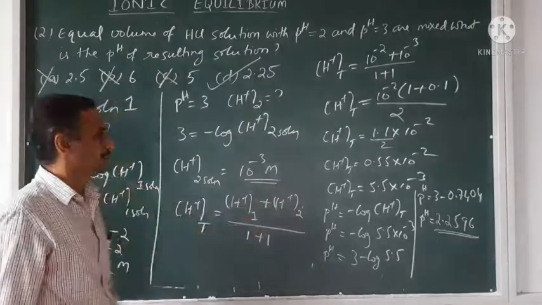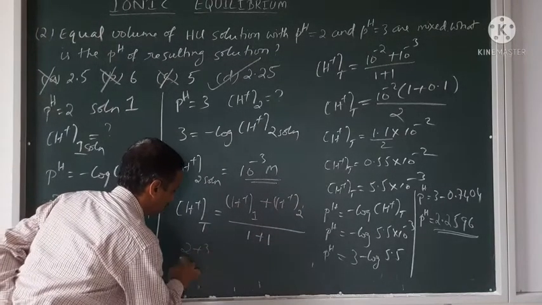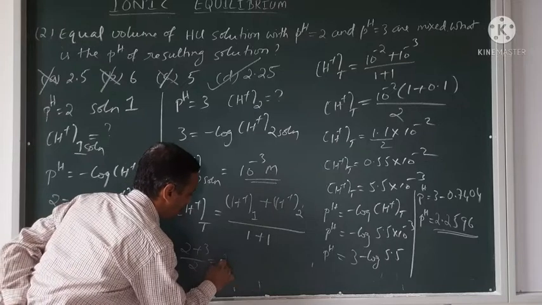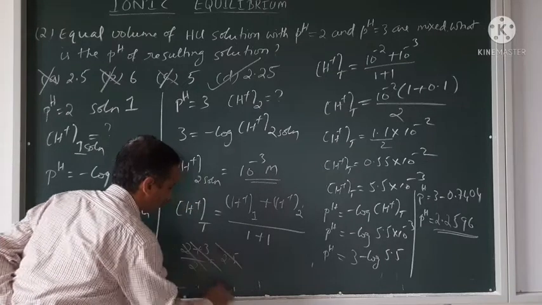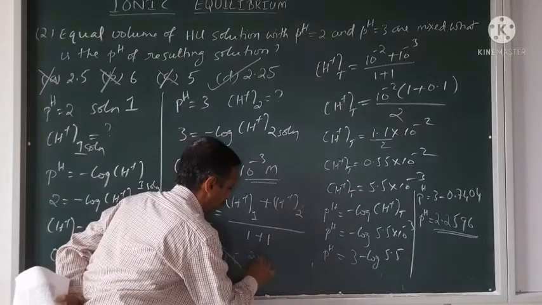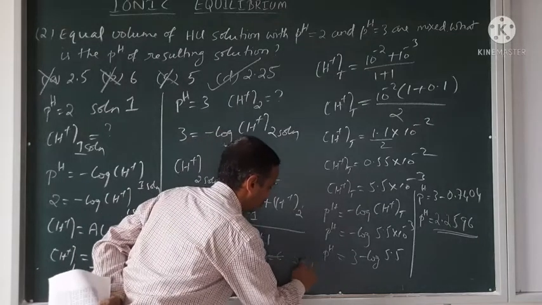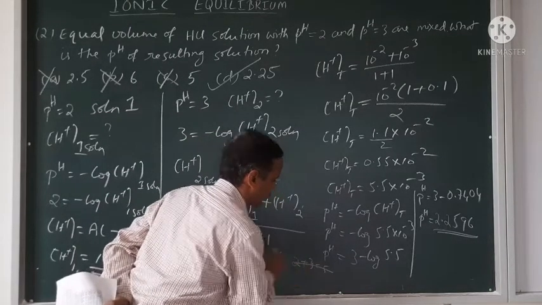This is how to solve. Don't go for 2 plus 3 by 2 is equal to 2.5. This is not the way of solving. Or 2 into 3, 6. No. Or 2 plus 3, 5. Don't go for this. These are not the answers.